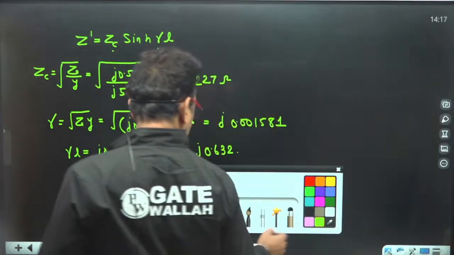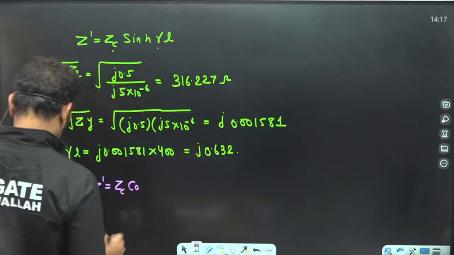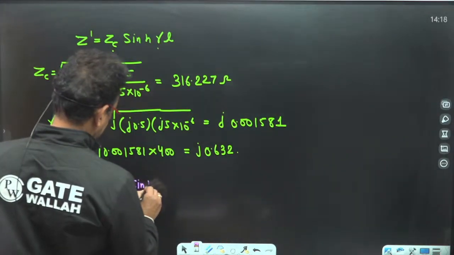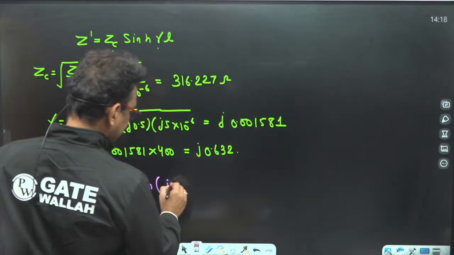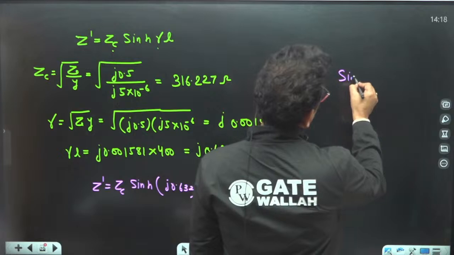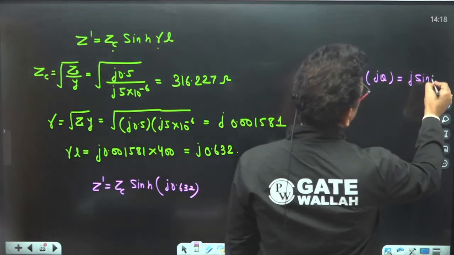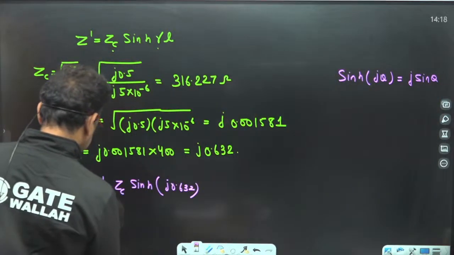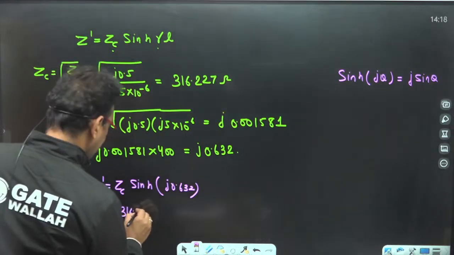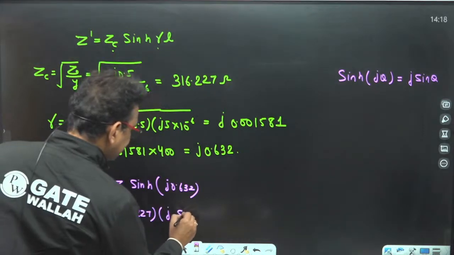Clear? Okay. So, now the value of Z dash is nothing but ZC sinh gamma L. This is my gamma L, j 0.632. Now, we all know that sinh of j theta is nothing but j sin theta. So, it has become j sin theta. ZC is 316.227. It's a simple j sin theta.